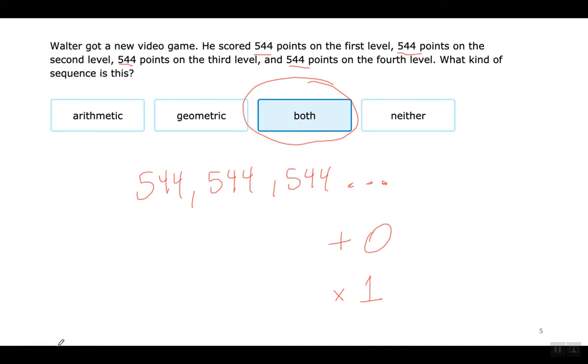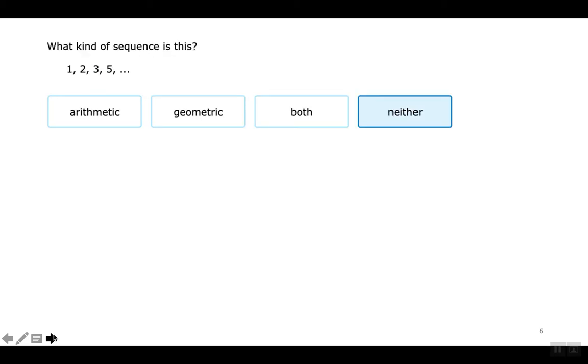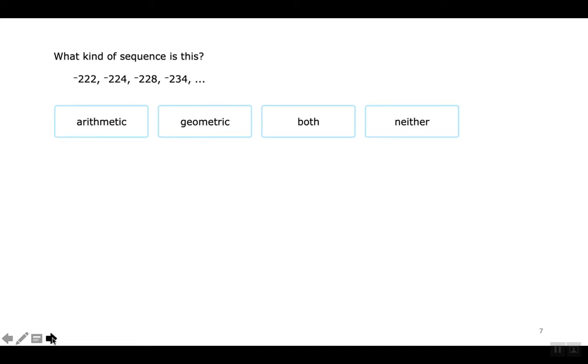All right, next example. What kind of sequence is this? I put the answer there already. Neither. Ninguno de los dos. It's going 1, 2, 3, 5. That's neither. Okay, how about this one? All right, this one is, you're subtracting by 2. No, I'm sorry, I said it wrong. This one is neither as well.